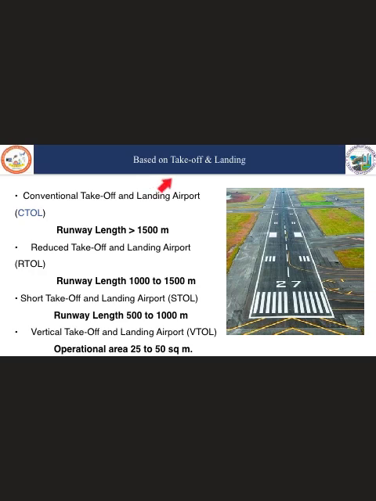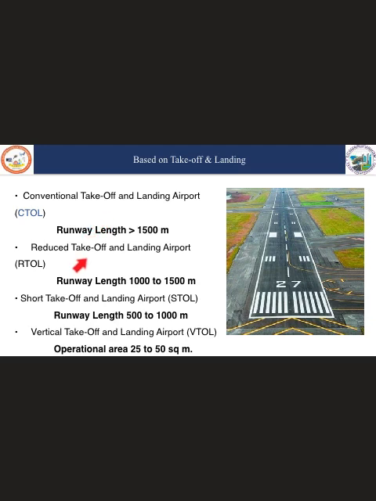The first classification is based upon takeoff and landing. This means how much runway length is available for takeoff and landing. Depending upon that, the first one is the conventional takeoff and landing airport, in short the CTOL aircraft. Here the available runway length for takeoff and landing operations will be more than 1500 meters. 1.5 kilometers of runway length will be available for conventional takeoff and landing aircraft.